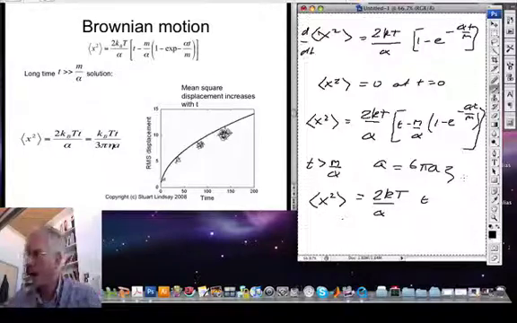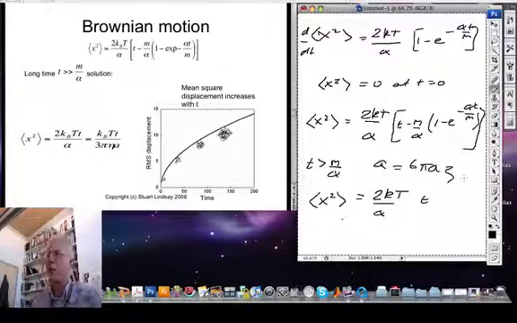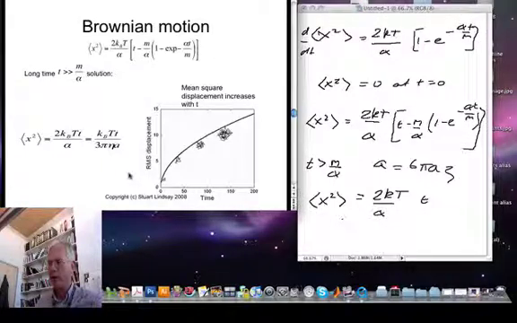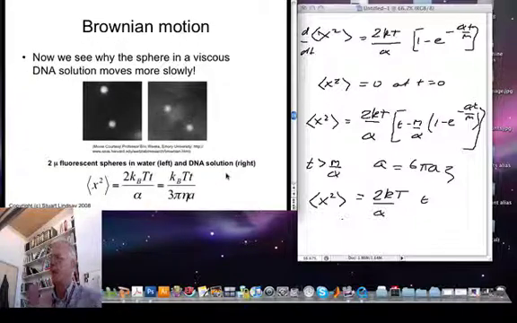This tells us that the root mean square, so we take the square root of both sides of the equation, displacement of the particle is proportional to the square root of time, a result that is in stark contrast to the motion of a particle subject to no force at all, in which case the velocity is constant and the displacement increases linearly with time.